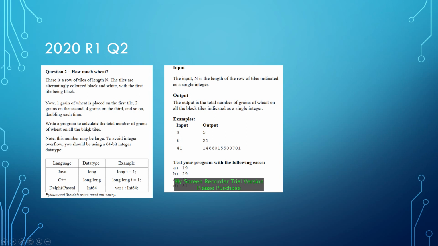Now we want to calculate the total number of grains of wheat on all black tiles. So we ignore all the white tiles. We only want the black tiles calculated. So we start at 1, then we have 2, which we ignore, then we have 4, which we count. So now we have a total of 5. All right, and so on.